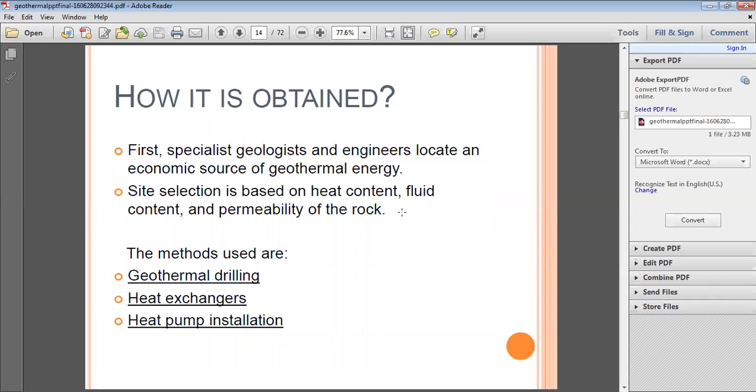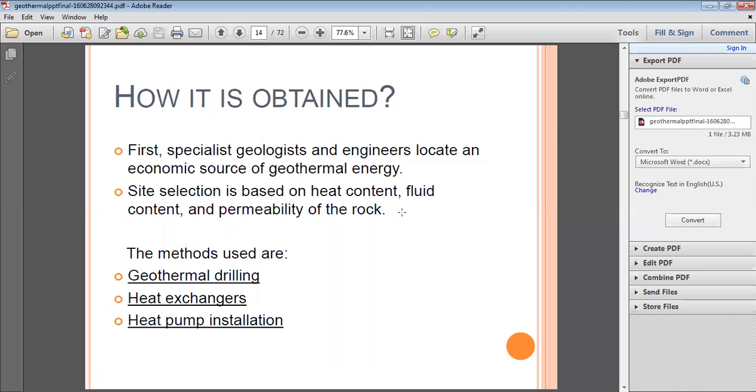Now, how is it obtained? Once we have explored the area, how will it be obtained? First, specialist geologists and engineers locate an economic source of geothermal energy. The first part is the location: they locate the source as an economic source, and we see that this particular area can be explored.